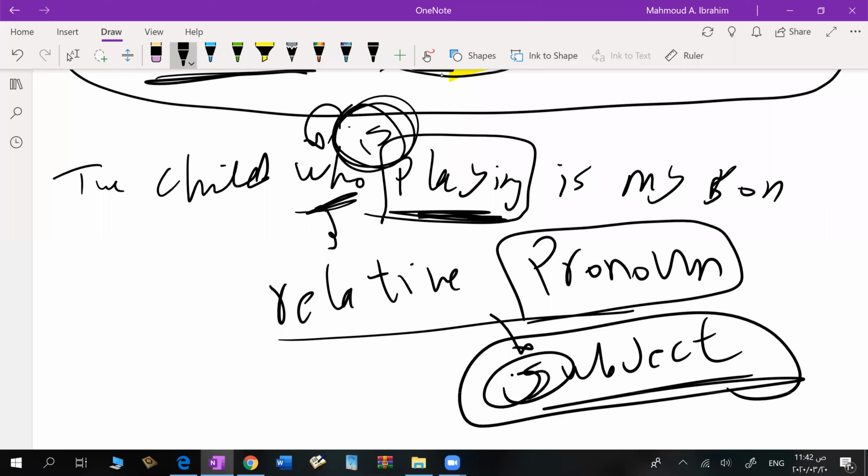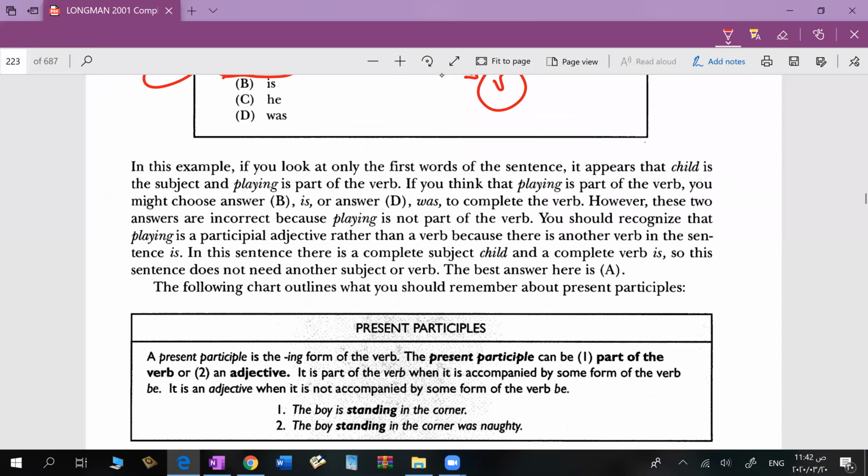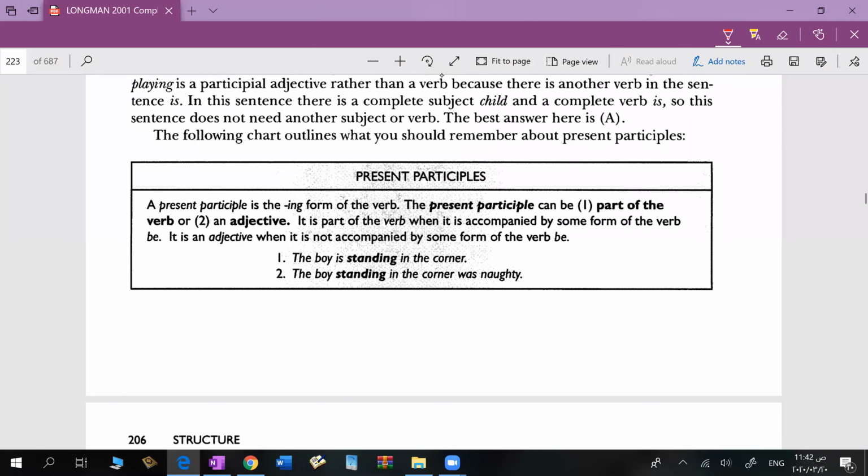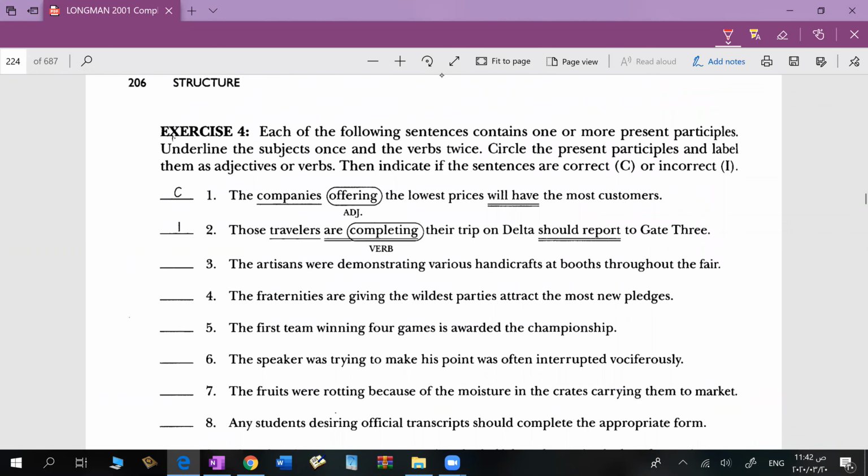You cannot say "who playing." And again, we will talk about reduction in detail when it comes, maybe in 3-4 sessions. Is it clear now? Yes. Okay. Any more questions? Look at these two examples. Yes, let's go for example.